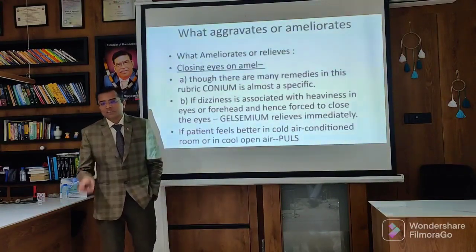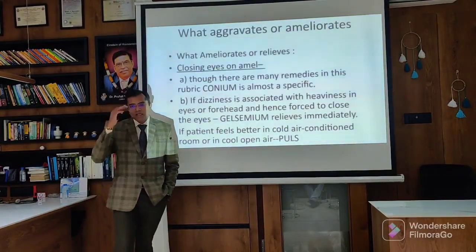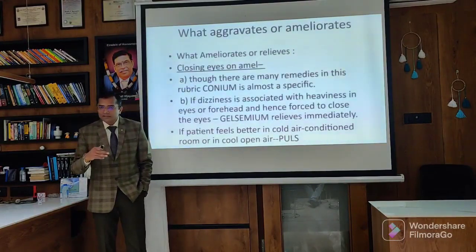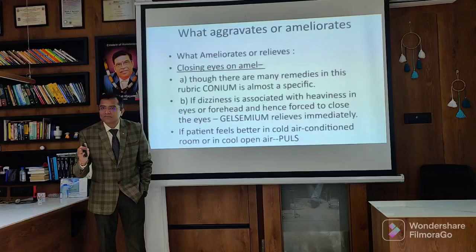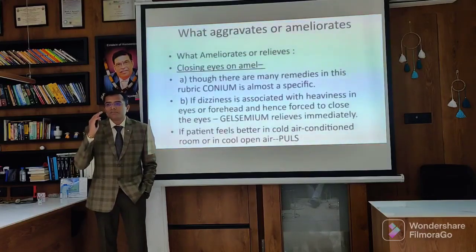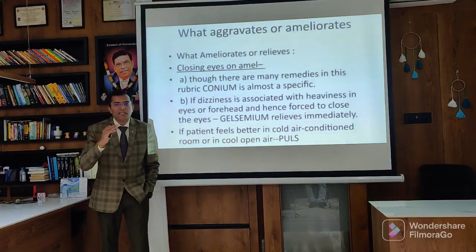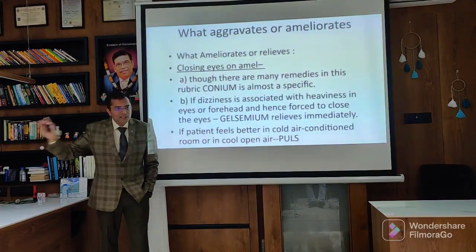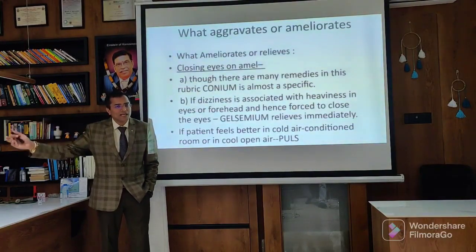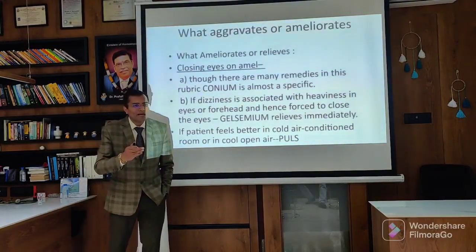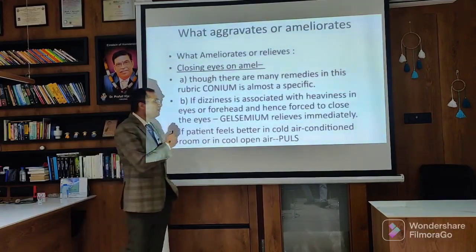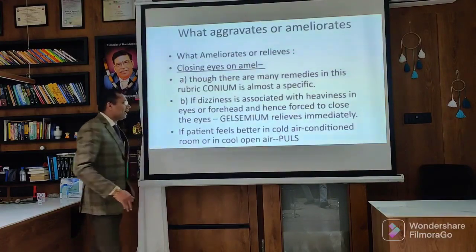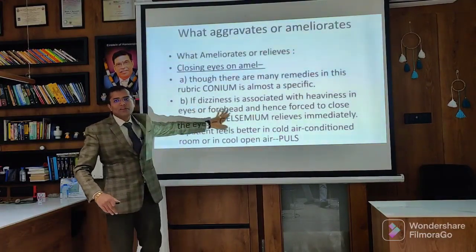If dizziness is associated with heaviness in the eyes and forehead, and the patient is forced to close the eyes, very acute stage of Gelsemium. Dullness, dizziness, drowsiness, vertigo and heaviness of the eyelid, drooping of the eyelid. Dullness, dizziness, drowsiness, drooping of the eyelid and diplopia, you can think of Gelsemium. So Gelsemium relieves this vertigo immediately. I had a case of Gelsemium in vertigo that I described.